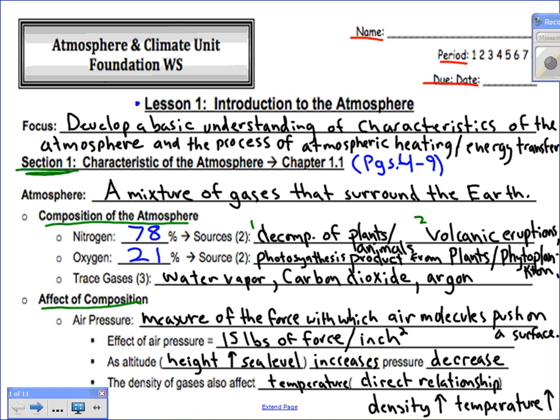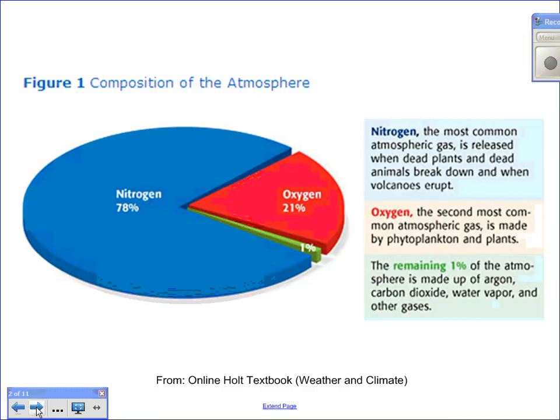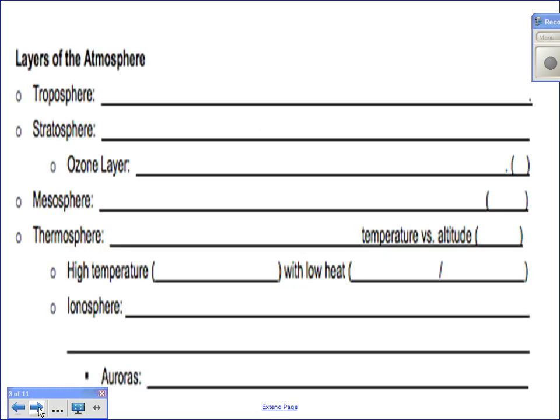So what we need to do next is move on. What I'd like to do is show this quick visual. It's the composition of the atmosphere. Nitrogen makes up 78%, as you can see in the pie chart here. Oxygen makes up 21%, the second component. And then this 1% is the remaining carbon dioxide, water vapor, and other gases. You can find that in your textbook.